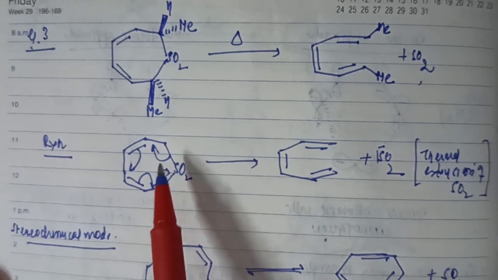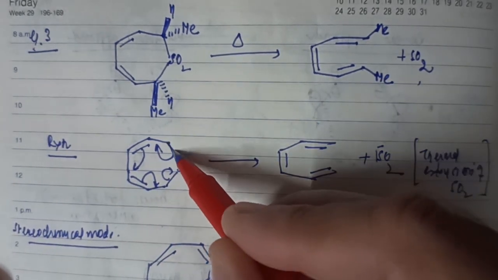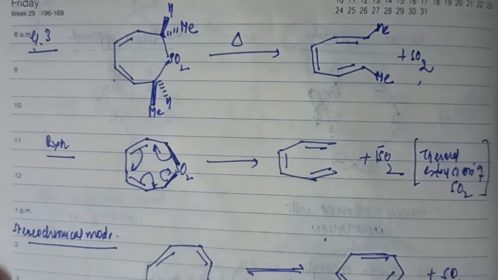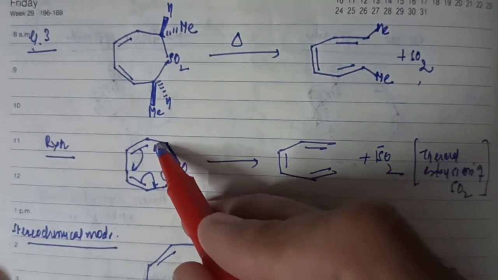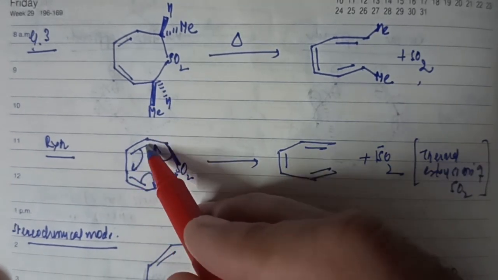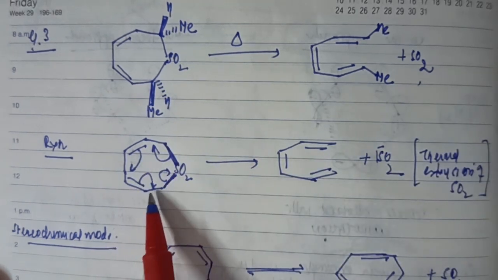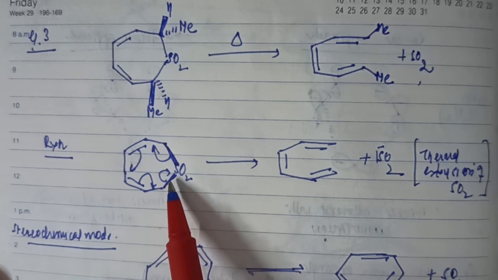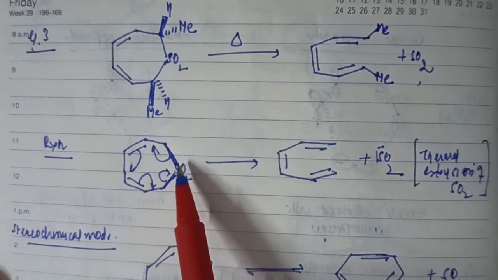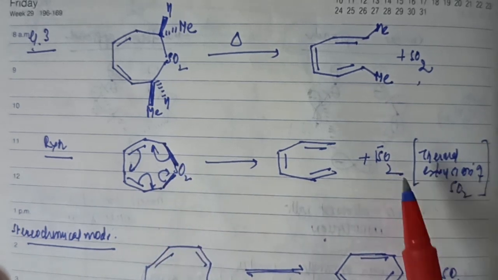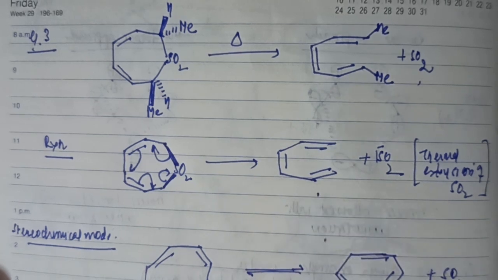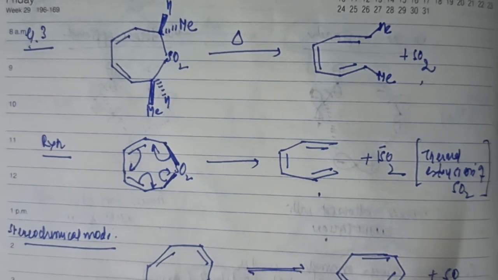This was the sigma bond between sulfur and the ring system. This was the sigma bond between this one. This bond breaks and forms a pi bond between this and this. This pi bond reorganizes between these two carbon atoms. This pi bond forms a pi bond between these two carbon atoms. This sigma bond breaks and forms a lone pair at the sulfur atom, and hence sulfur dioxide is extruded and we get a hexatriene molecule. So this is how sulfur dioxide extrusion is occurring.